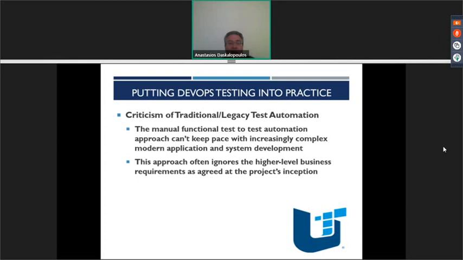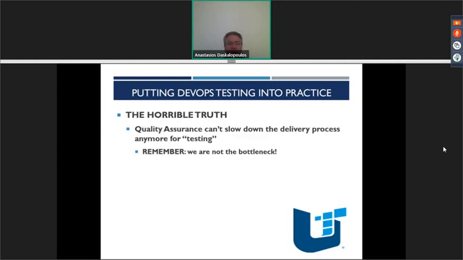And also, as I briefly touched upon, I know we're here to talk about test automation, but I honestly think that manual functional testing, the test automation can't keep pace with the increasingly complex modern applications and system development. And so this often ignores the higher level business requirements as agreed at the project's inception. So we're having trouble keeping pace with the very fast development systems that we're coming across today.